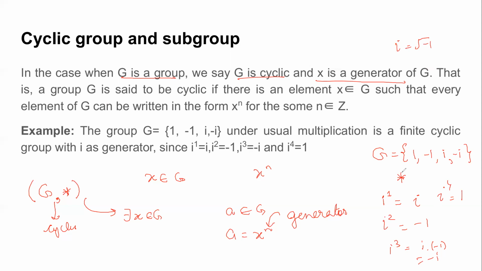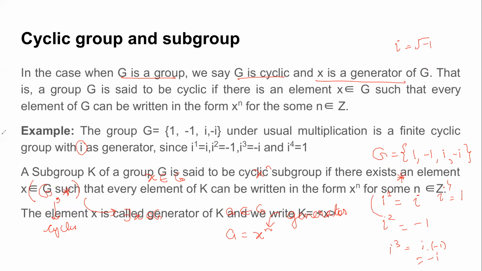Okay, so when do we say a group is cyclic? If there is some element in that group which can generate all other elements. Okay, and such an element is known as a generator element. Like you can see in this example, i is your generator element. Okay, is this clear? What is a cyclic group?